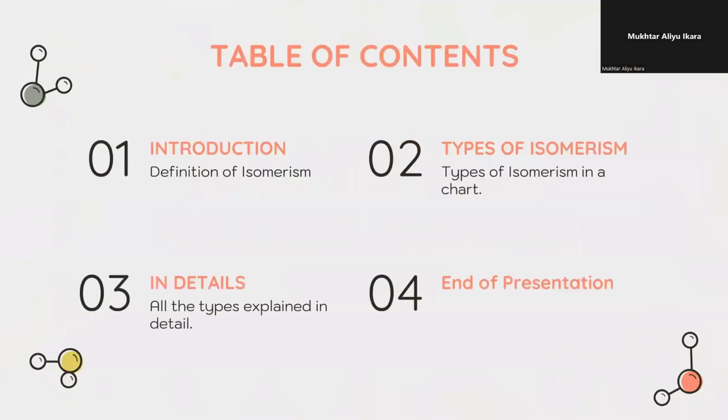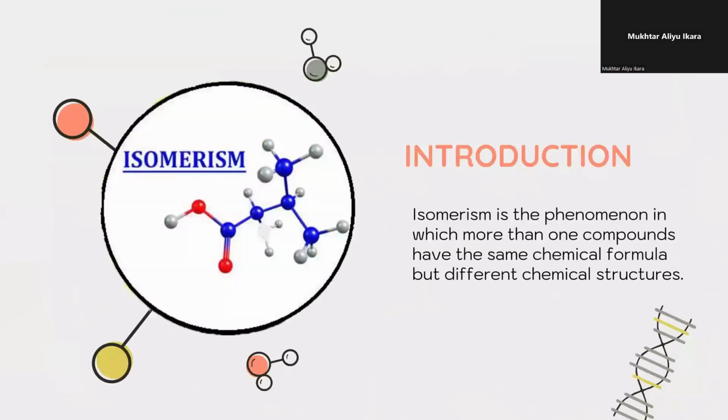So now I'm starting with the table of contents. That is what we are going to look at. The first thing is the introduction, that is the definition of isomerism. Number two, types of isomerism. And then number three, in detail, all types of isomerism will be explained. And then the end points of the presentation.